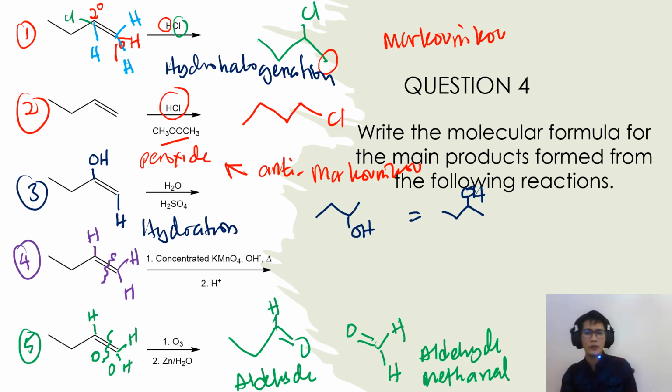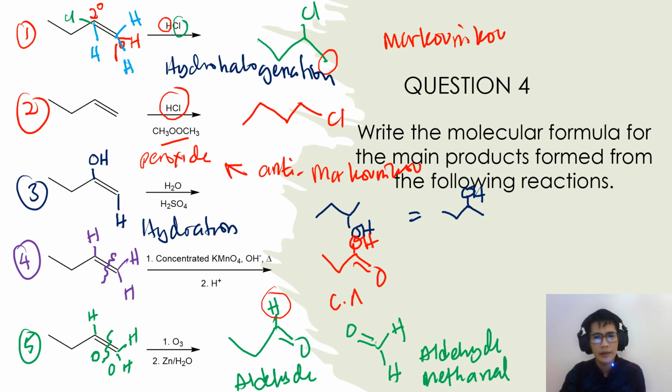Remember I told you earlier, if you have the aldehyde, the H over here will be further oxidized to become OH, which is the formation of the carboxylic acid. So this is the carboxylic acid. As for the methanal, it's very special because the C double bond O will become carbon dioxide, and the 2 H over here will become water.